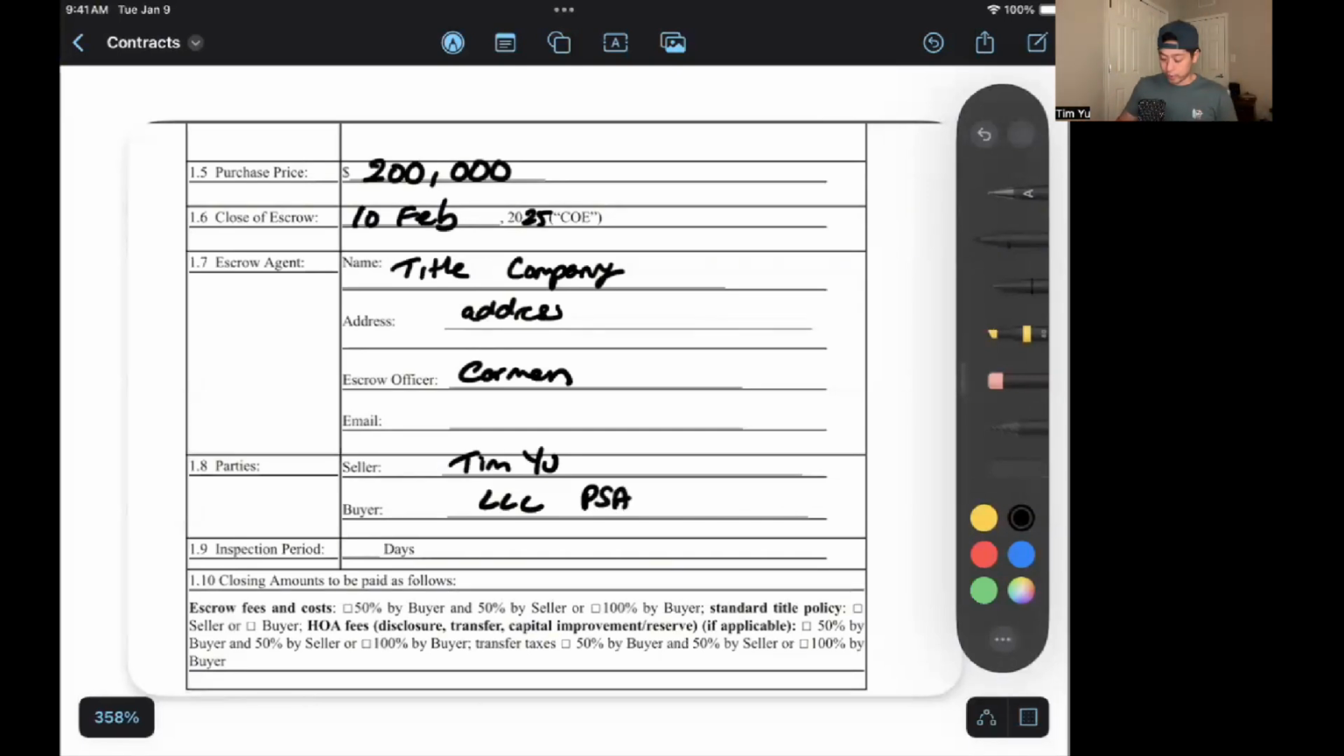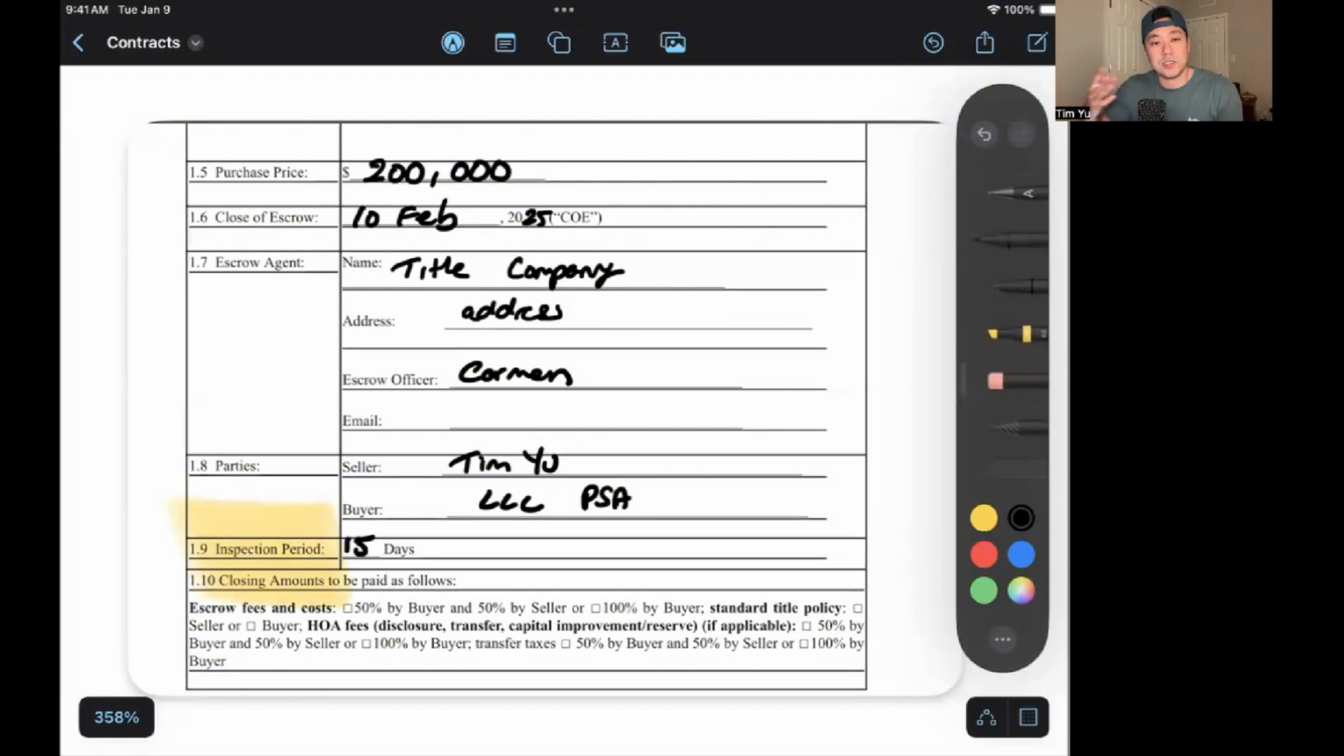And then as you go down here to 1.9, I'm going to highlight 1.9 here because this is probably the most important thing. The inspection period is the most important thing because this is your get out of jail free card when you're wholesaling, right? When we scroll down from the contract, I'm going to deep dive into why it's so important. But basically for this one, I usually like to have 15 days.